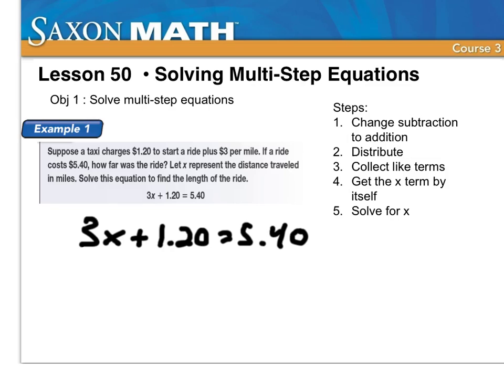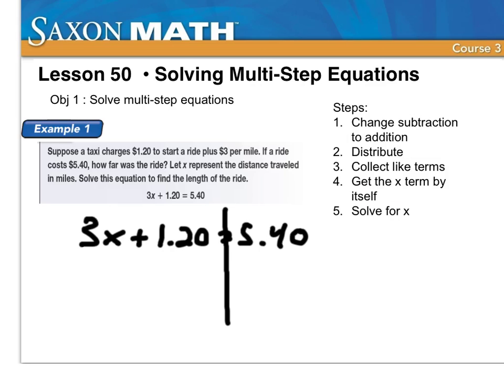Step 3 says to collect like terms. Okay, so if I look on the sides of the equal sign, we'll draw a little line down the middle of this here. If I look on the left side of the equal sign or the right side of the equal sign, I have to ask myself, are there any like terms to combine? Well, the only thing over here is $5.40. And over here I got x's plus $1.20. Those aren't the same because they don't have the same variable parts. So we move to step 4.